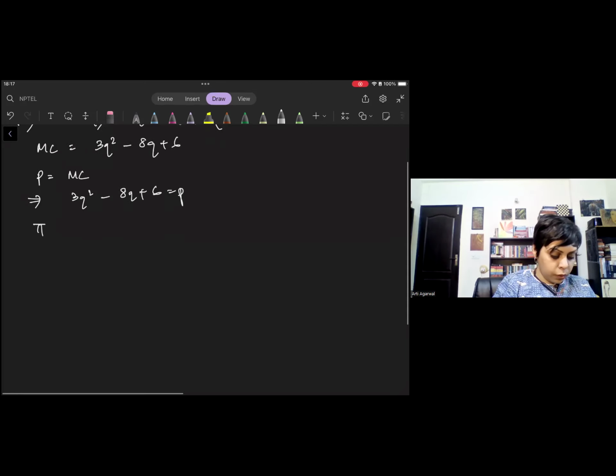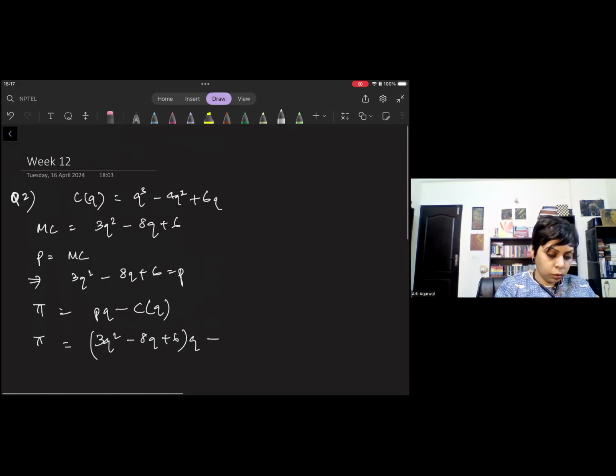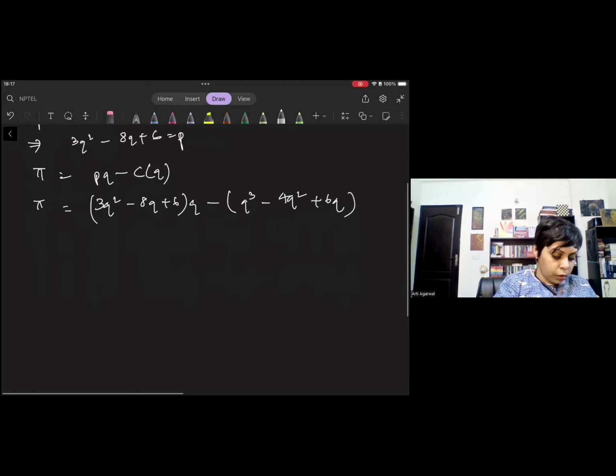Now the profit of the firm is given by P into Q minus C, right? So the profit is equal to 3Q squared minus 8Q plus 6, times Q, minus C. So some things will cancel out. Q, Q, Q.